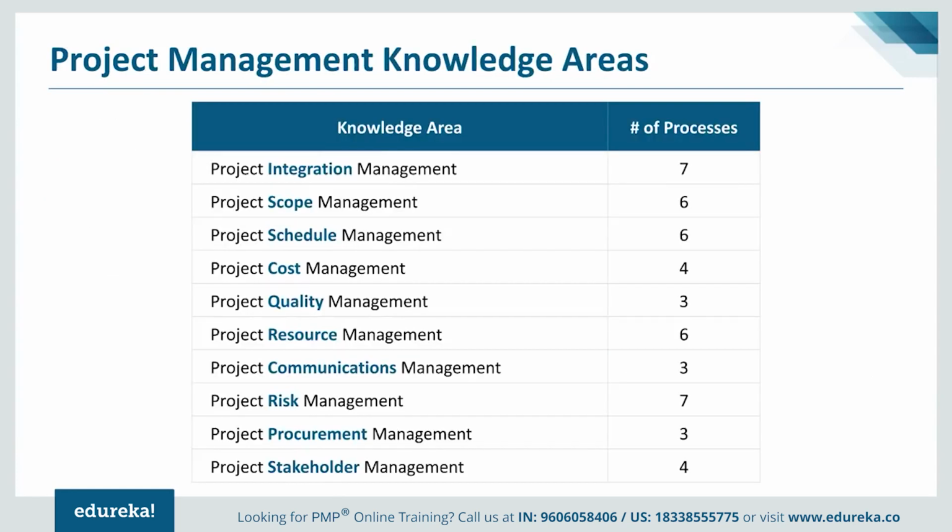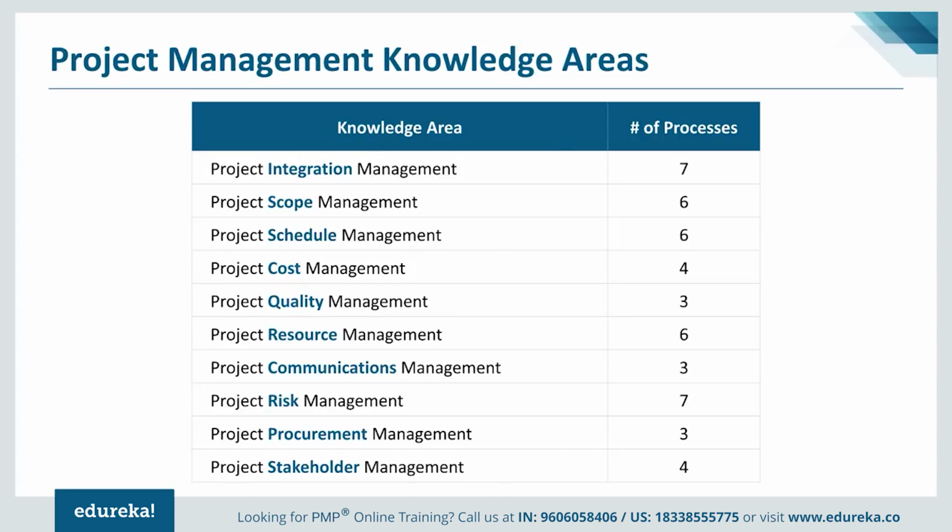Apart from the process groups, we also have knowledge areas. Initially there were 9, but in the PMBOK guide, the previous edition itself added a new knowledge area, which is stakeholder management. So now we've got 10 knowledge areas. Starting with integration management, which is one of the biggest amongst these 10, then we have scope management, schedule management, cost management, quality management, resource management, communications management, risk management, procurement, and stakeholder management. As you can see, the various processes belong to these knowledge areas.